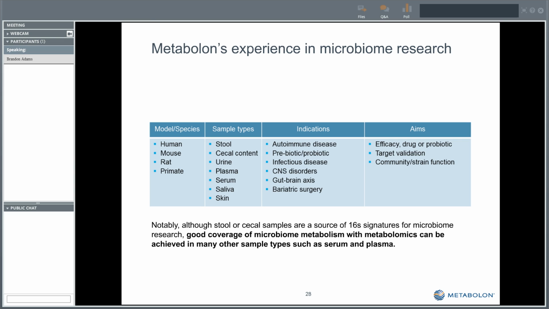So if you don't remember anything that I say today, perhaps just remember one thing, and that is do not limit yourself. Do not limit yourself by only thinking about fecal samples or only thinking about a few metabolites. This unbiased global approach, this technology can really bring you a lot of insights.